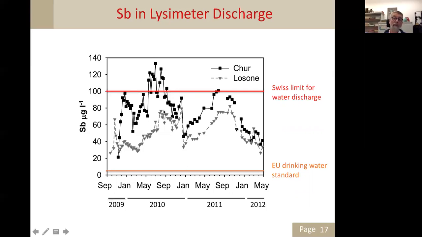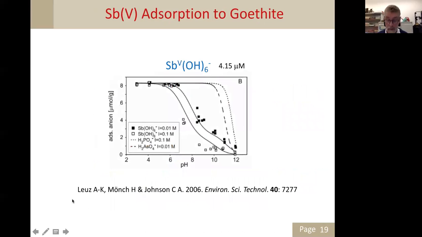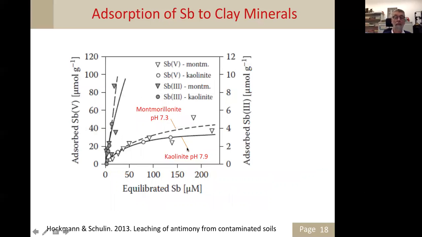Okay, why do we have more leachate, higher leachate concentration in the Chur soil? This has to do with the adsorption of antimony to the solid phase. And here are some data from the literature. Here you see, unfortunately, it's a bit confusing. I always have to orient myself on this.